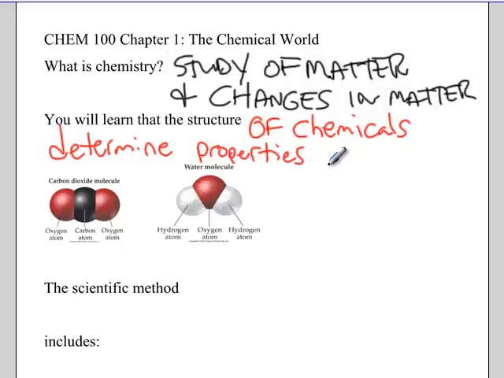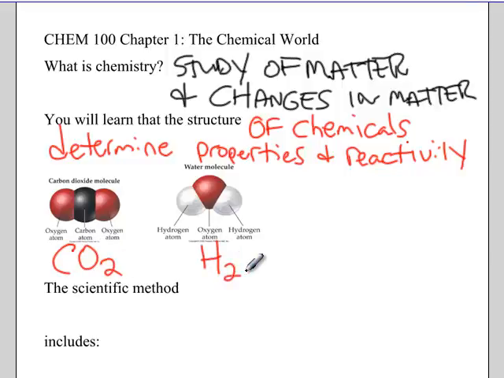Chemical properties is called the reactivity. So even though these two molecules have some similarities, carbon dioxide, which we're going to write as CO subscript 2, and water, H subscript 2O, they have very different properties and reactivities.